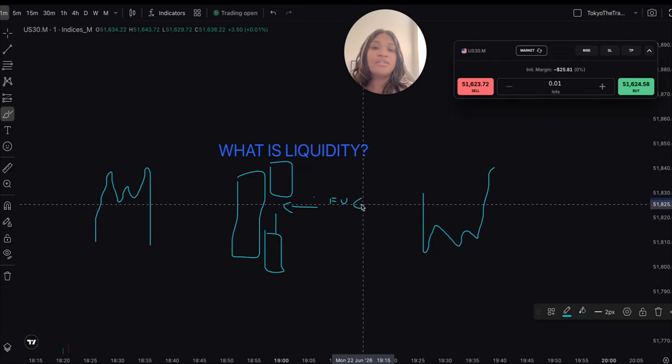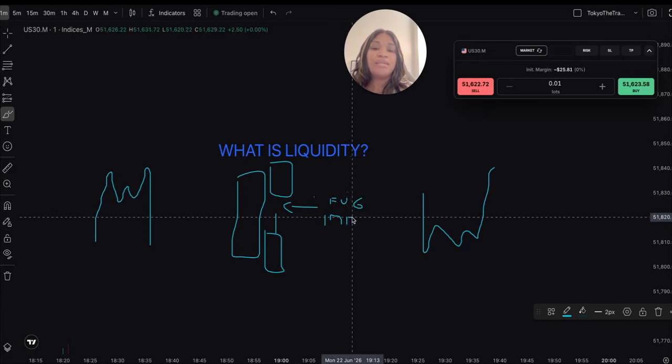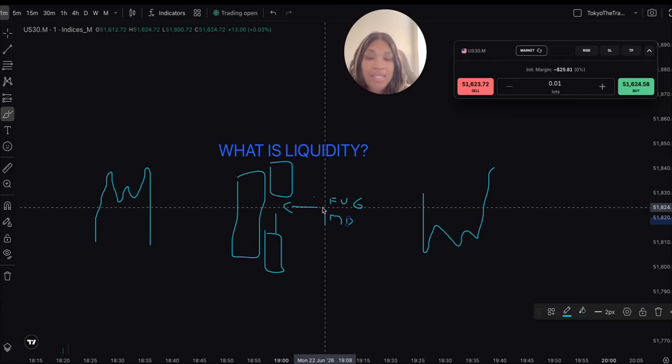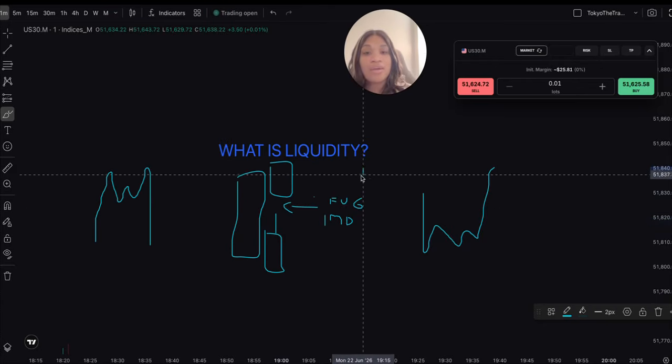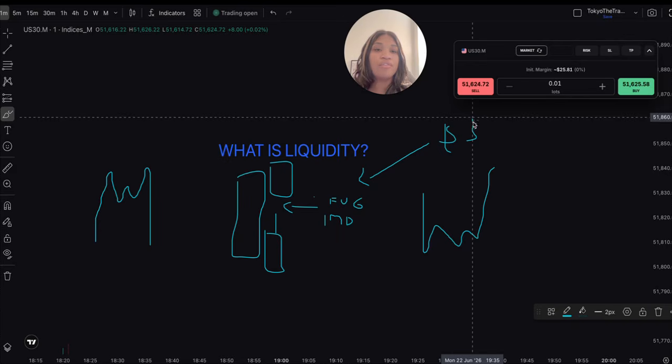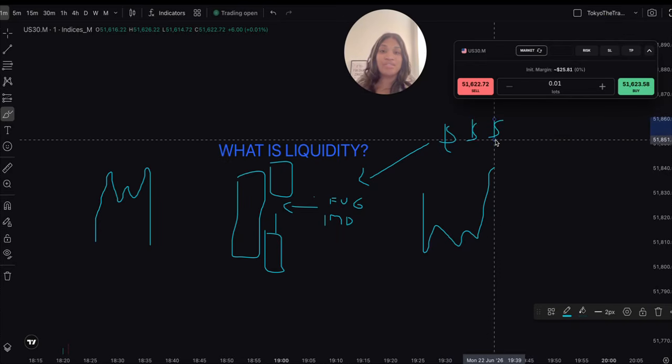FVG, or imbalance, IMB. Okay, so I did my best, right? Imbalance or fair value gaps is where traders have been left behind. Positions have been left behind. This is where price kind of takes off and it leaves an inefficiency in price action.